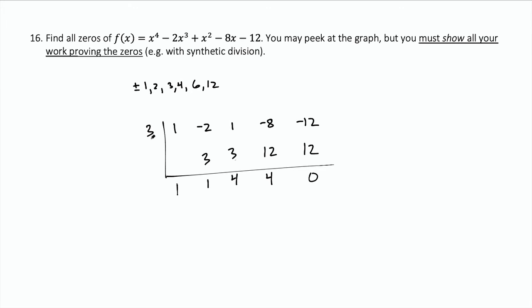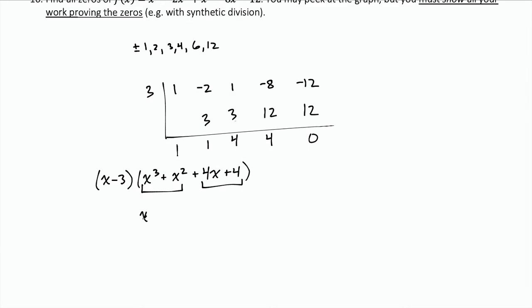So x minus 3 is a factor, and what's left is this. These are our new coefficients, x cubed plus x squared plus 4x plus 4. And the reason I write it now is because this I can factor by grouping. Okay, this first group I can pull an x squared out. We're left with an x plus 1. And the second group I can pull out a 4, and I'm left with x plus 1.